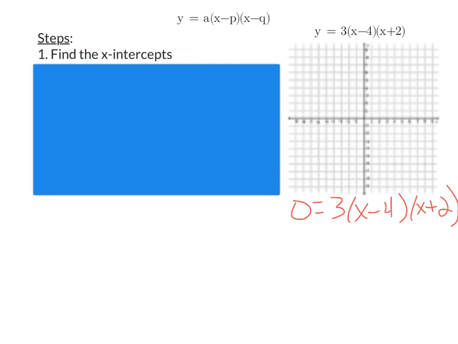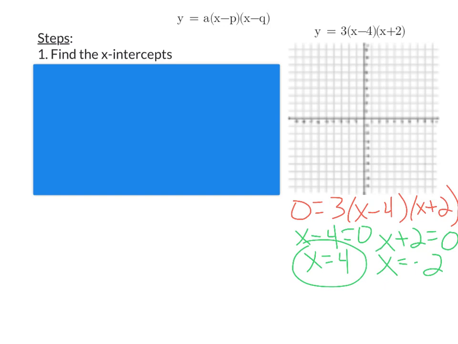When we apply the zero product property, we set each factor or each set of parentheses equal to 0 and solve for x. So I have x minus 4 is equal to 0 and x plus 2 is equal to 0. To solve my first equation for x, I add 4 and get x equals 4. To solve the second equation for x, I would subtract 2 and get x equals negative 2. So our two x-intercepts are 4 and negative 2.